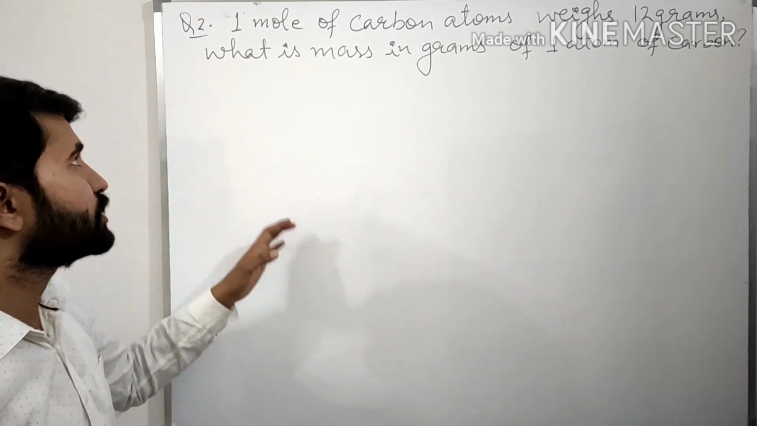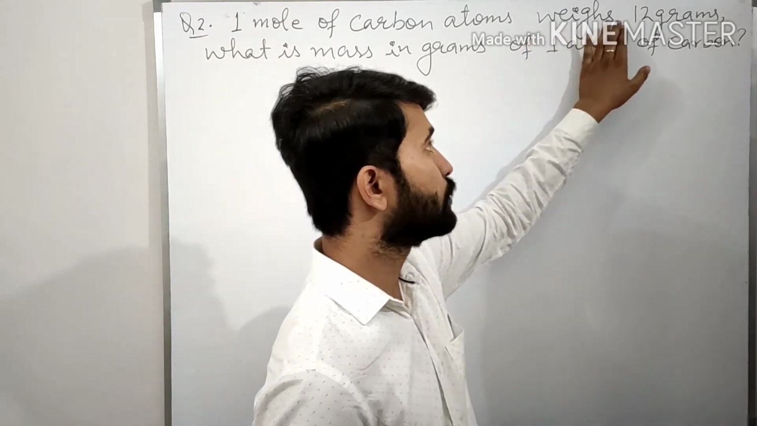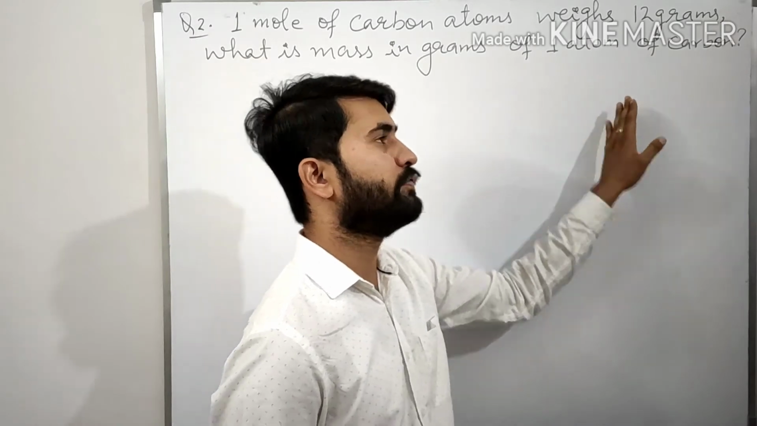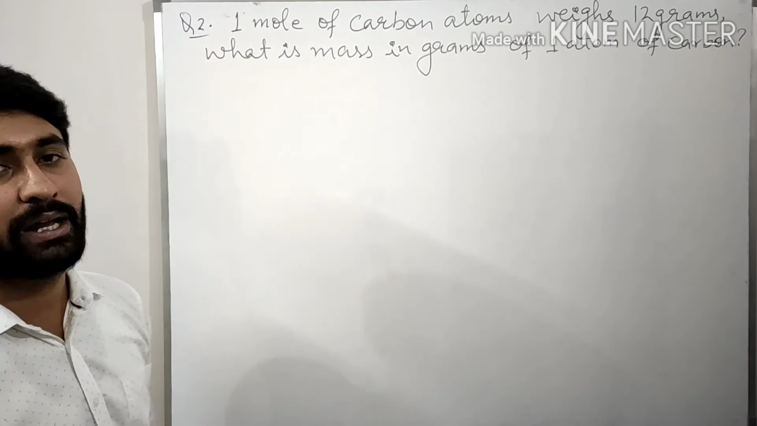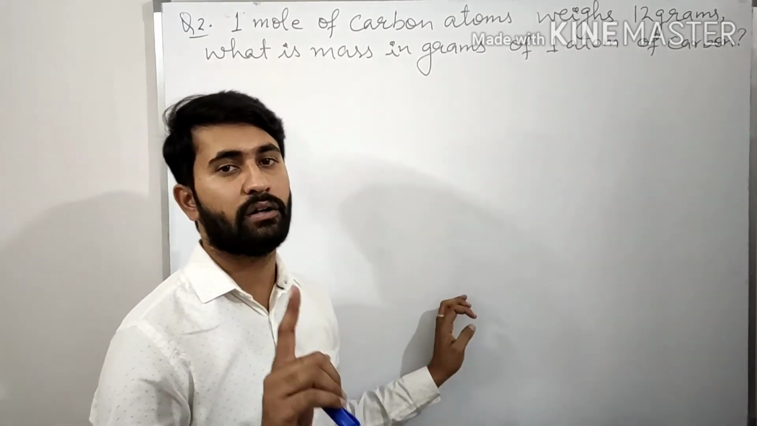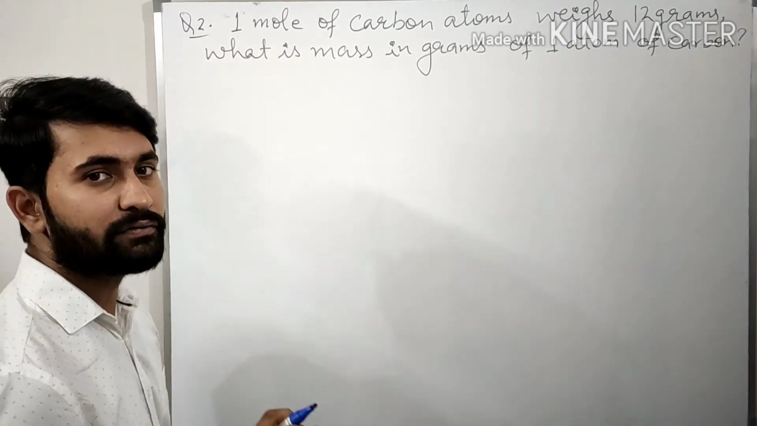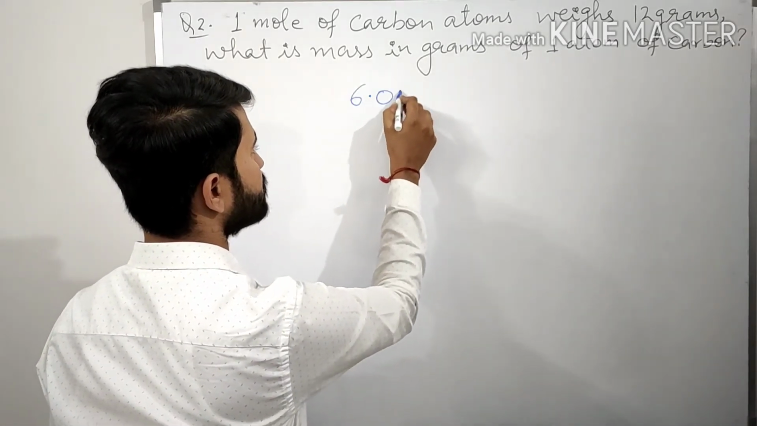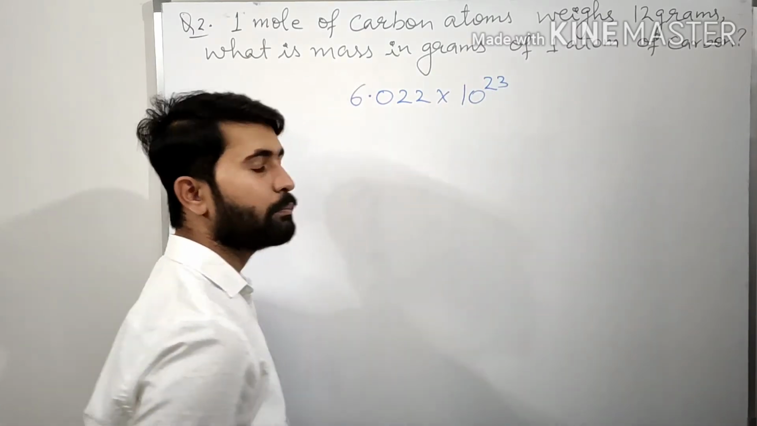Now our second question is, 1 mole of carbon atoms weighs 12 grams. What is the mass in grams of 1 atom of carbon? So the mass of 1 mole of carbon atoms is given, that is 12 gram, and we have to find the weight of 1 atom of carbon in grams. So we know that 1 mole of any substance has how many particles? 6.022 into 10 to the power 23 particles.